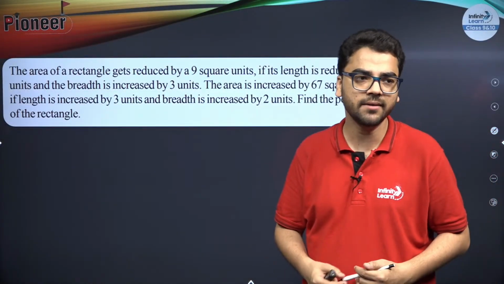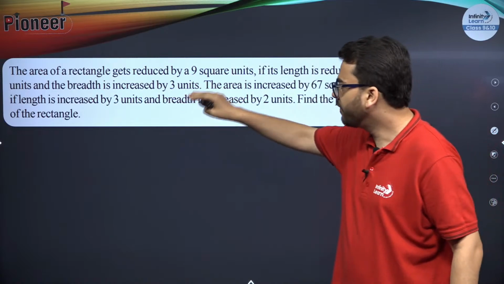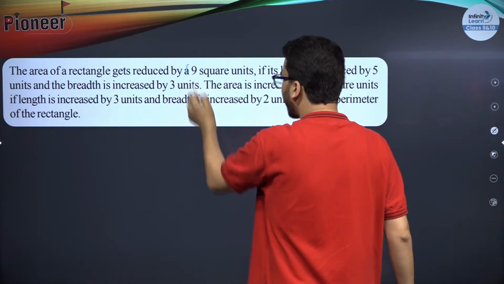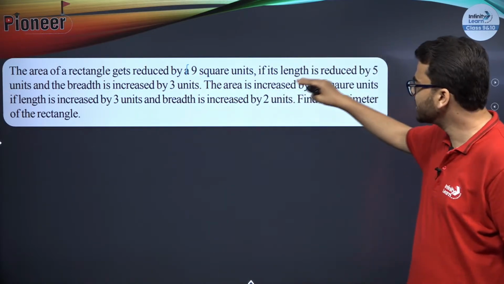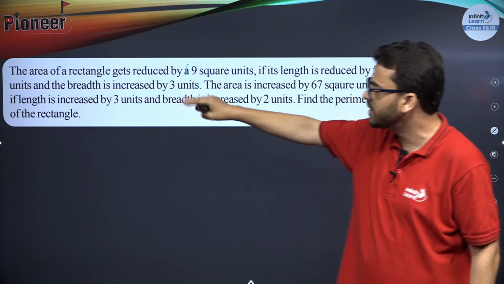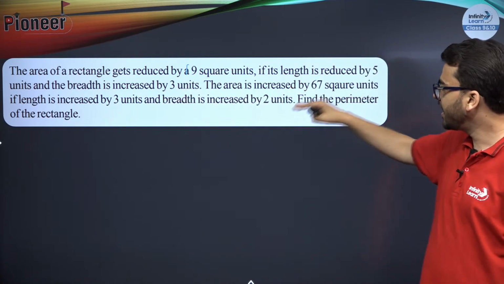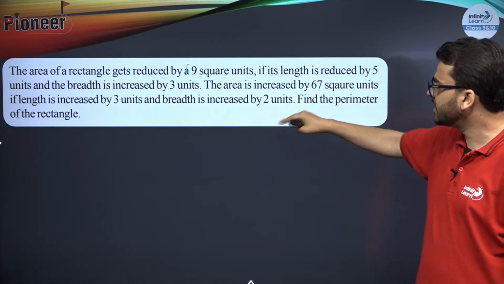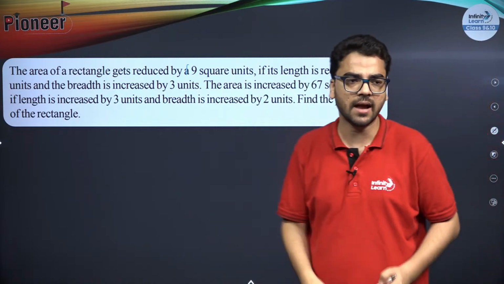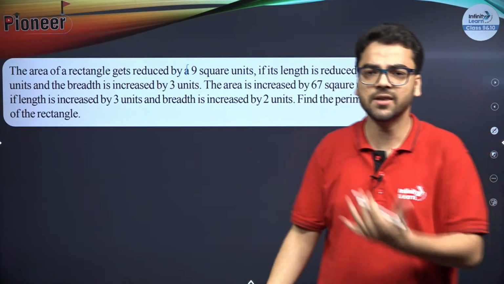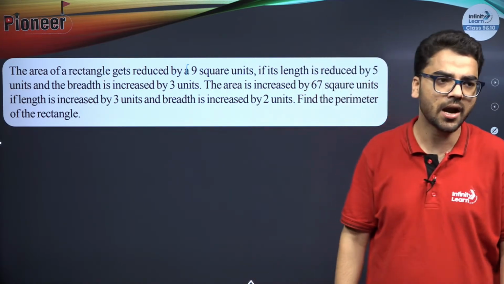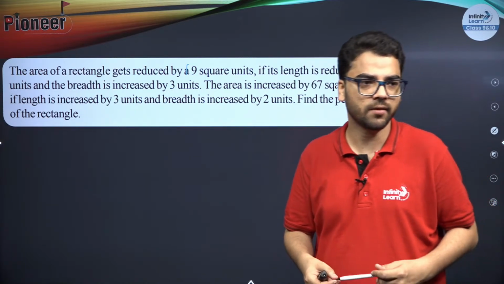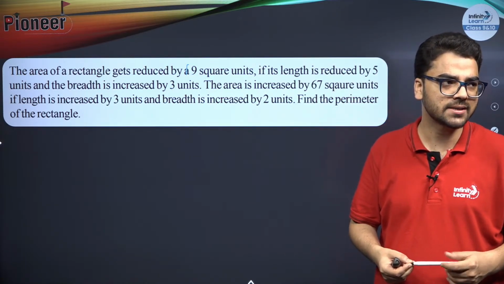Okay, can you try doing this one? The area of a rectangle gets reduced by, there is a mistake in English, by 9 square units. If its length is reduced by 5 units and the breadth is increased by 3 units, the area is increased by 67 square units if the length is increased by 3 units and the breadth is increased by 2 units. You have to find the perimeter of the rectangle. Can you try doing this question? This is a very normal question. I mean, this is an NCERT question only. Maybe values have been changed. But you must know it obviously. Try doing this one and let me know the answer quickly.